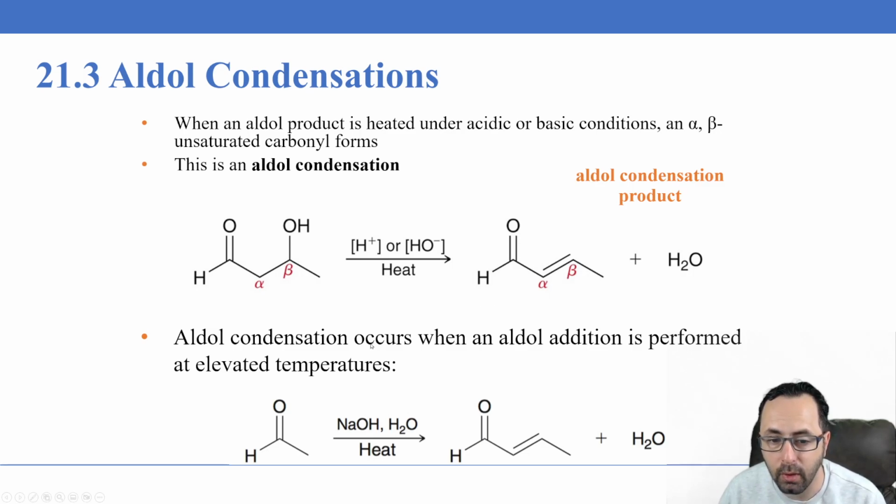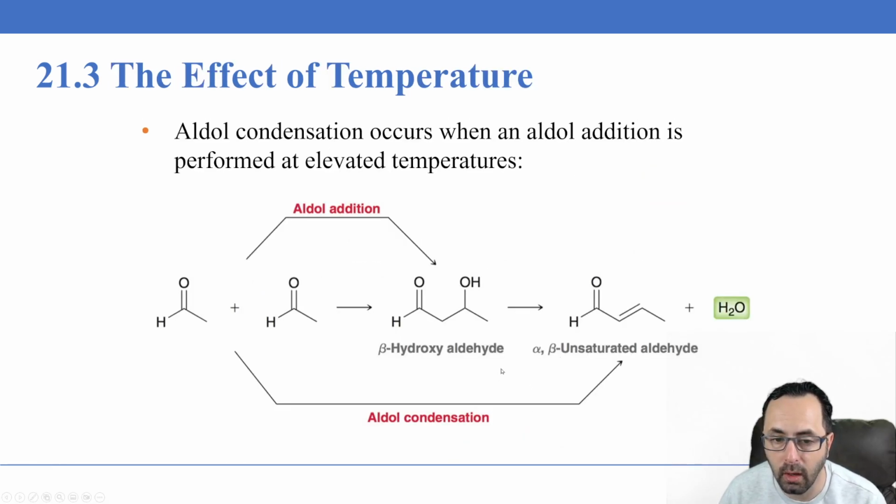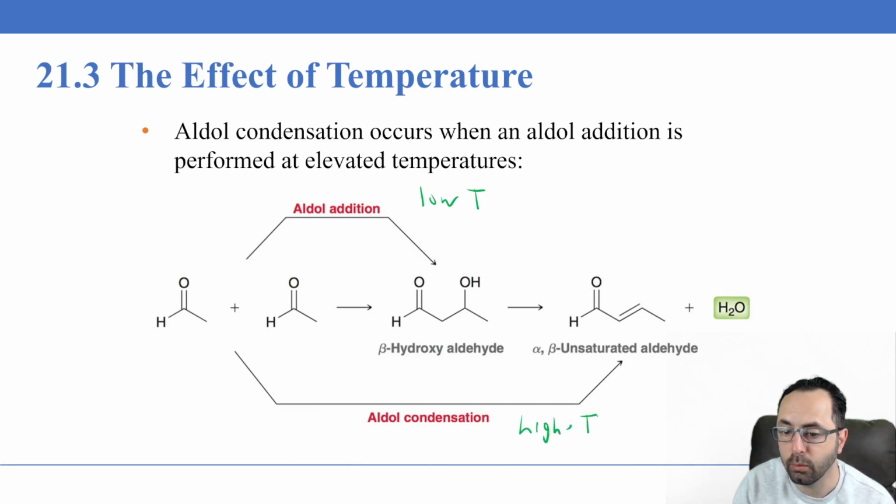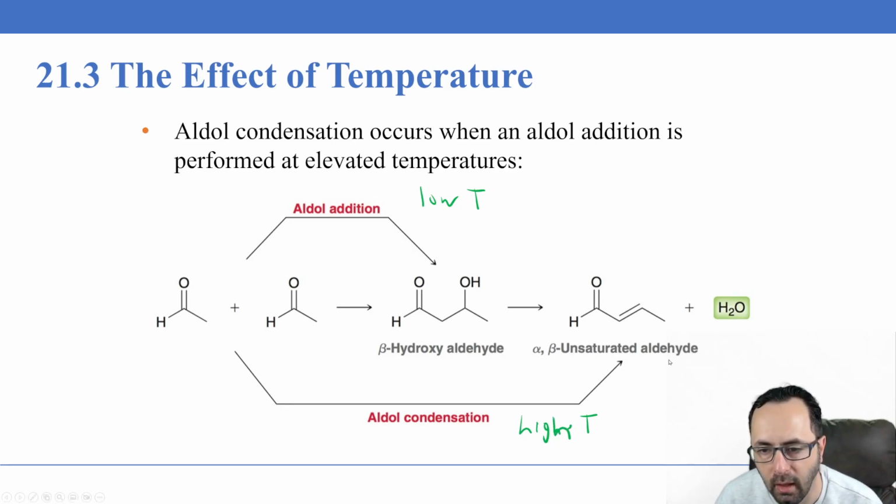So if we do this aldol condensation at elevated temperatures, we're not actually going to get the beta hydroxy ketone or beta hydroxy aldehyde in this case. We're going to instead get a carbon double bond between the alpha and the beta carbon here. So if we do this at low temperatures, we're going to get the beta hydroxyaldehyde. But if we do it at higher temperatures, which really is just like room temperature, we'll get the alpha beta unsaturated aldehyde.